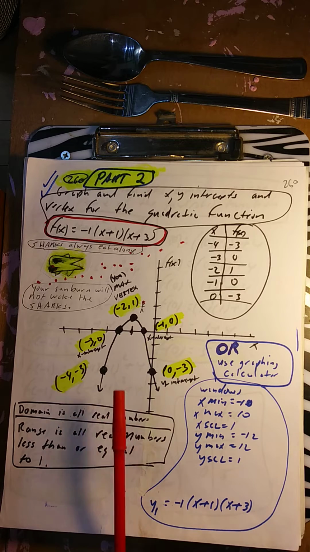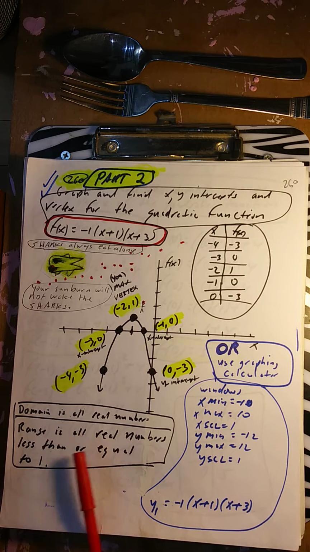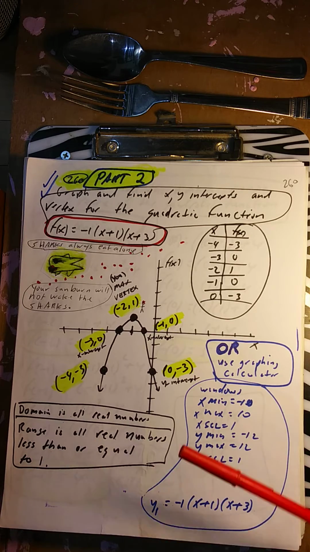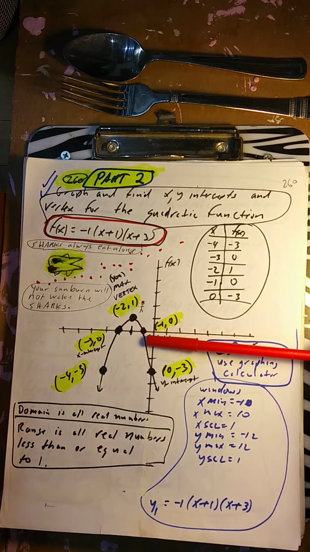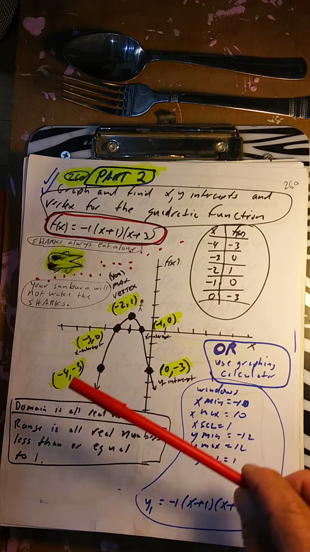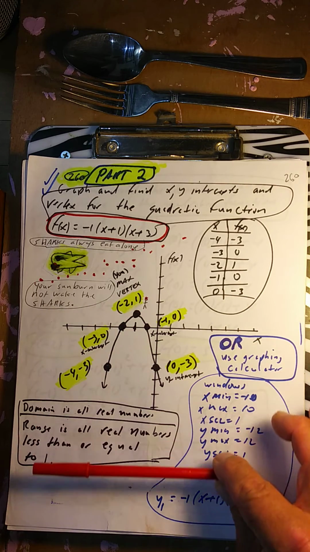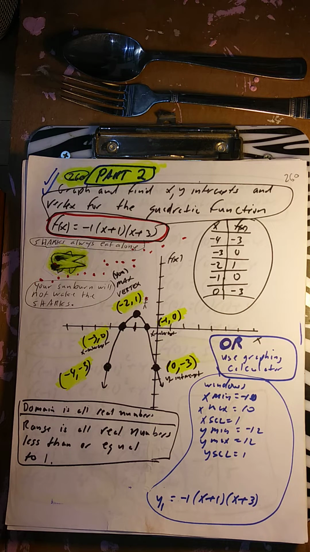This time the domain is all real numbers. That's okay. But the range is all real numbers less than or equal to 1 this time, because the graph's up here, it goes up to -2, 1, but then it goes this way. Y'all see the domain is all real numbers, and the range is what? All real numbers less than or equal to what? 1, going this way. Okay.